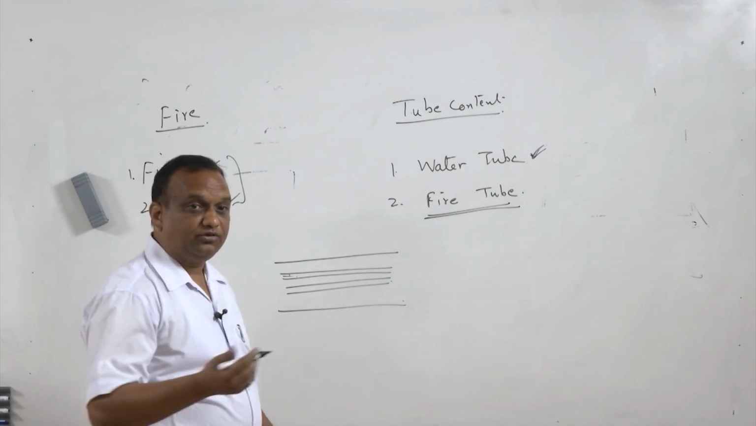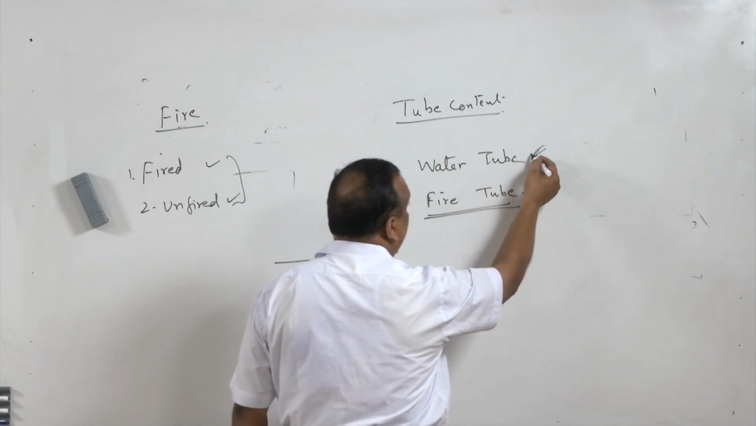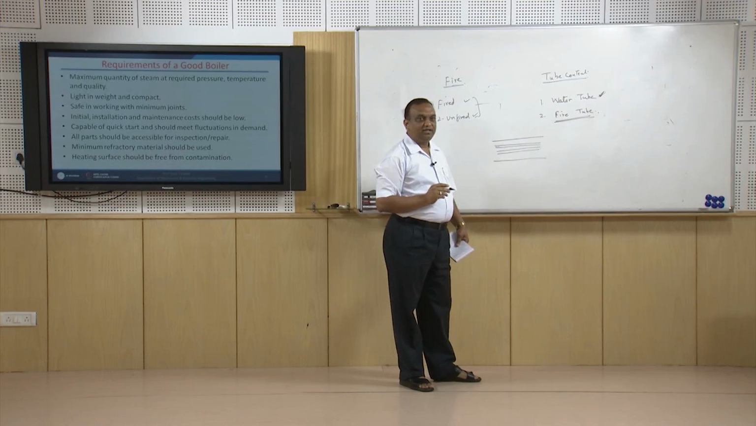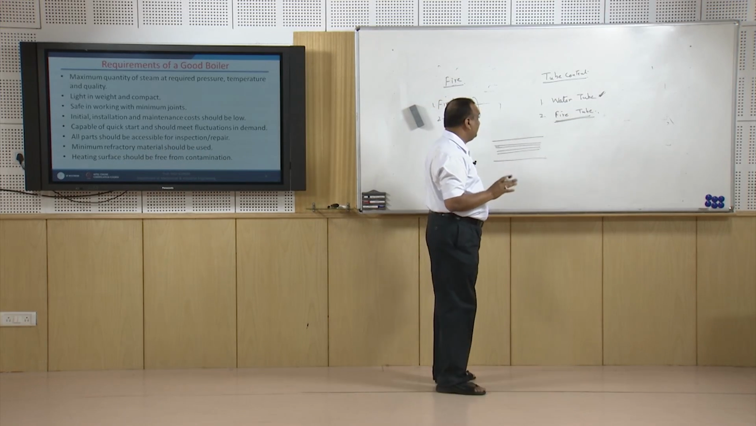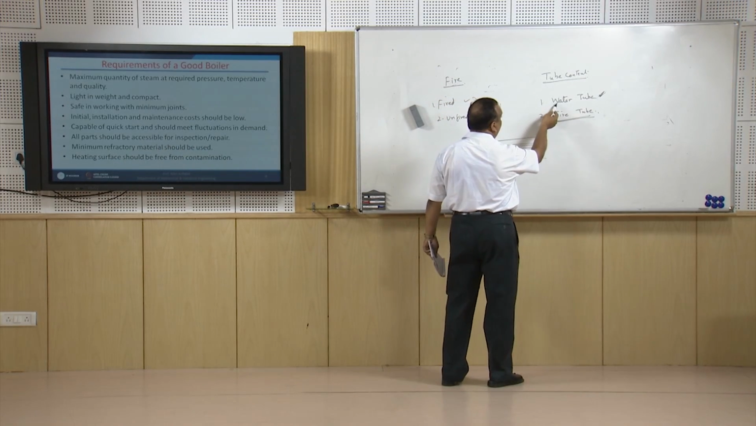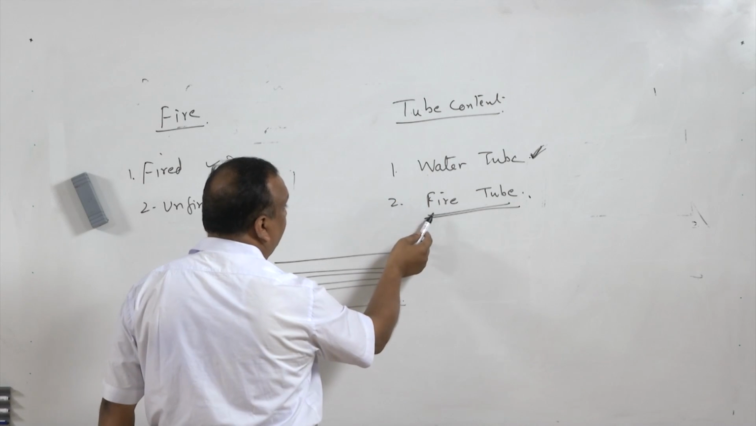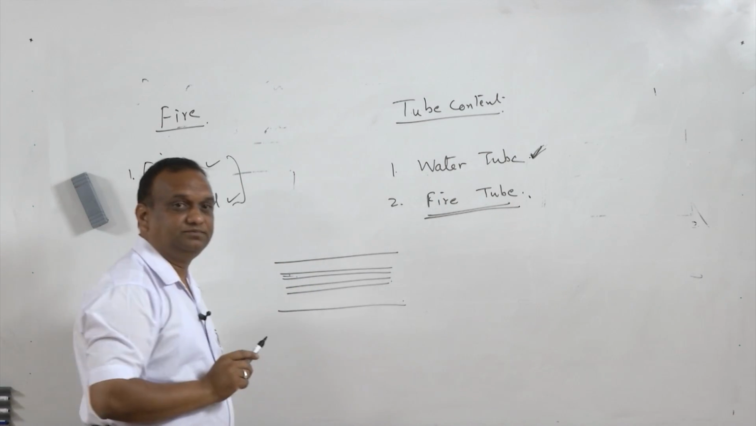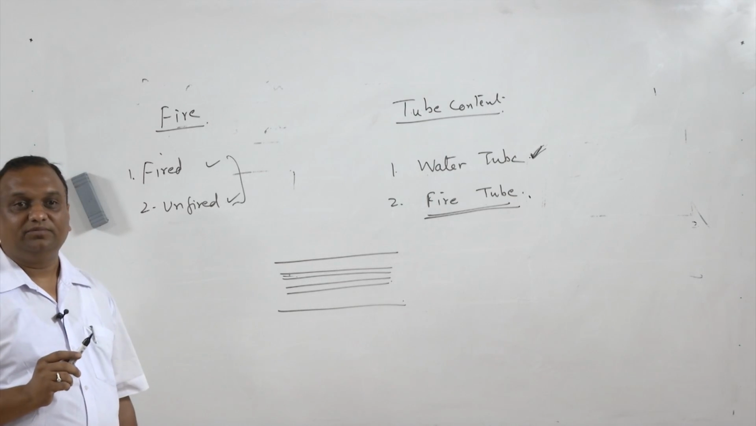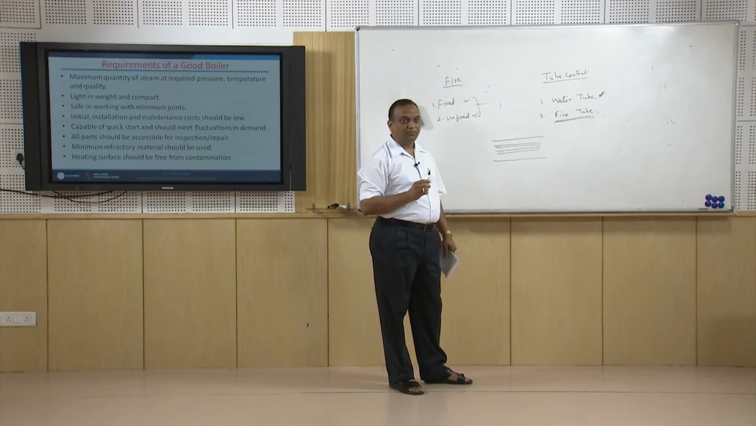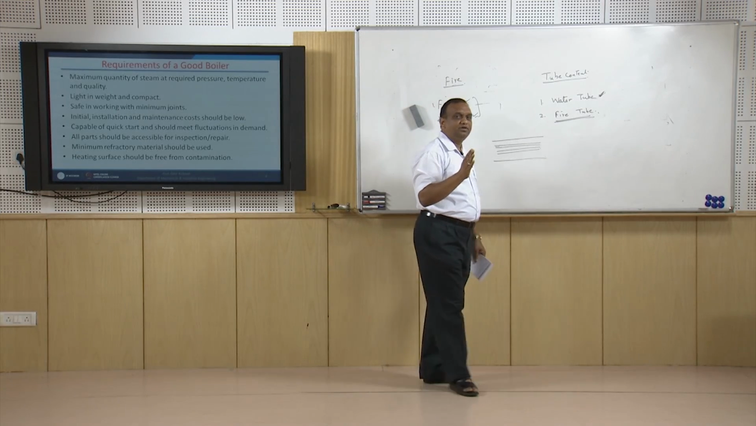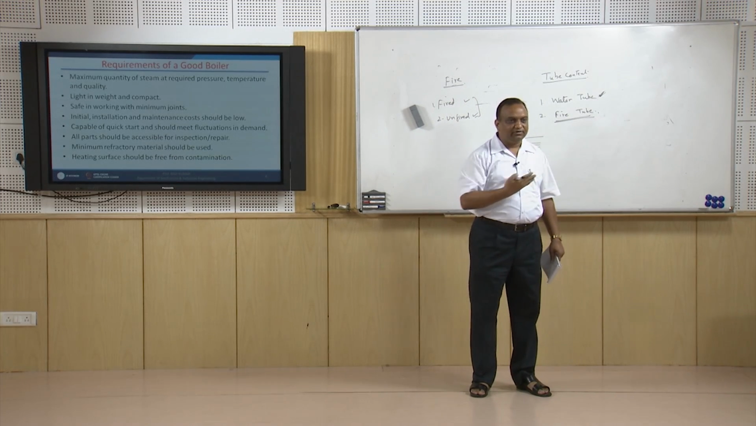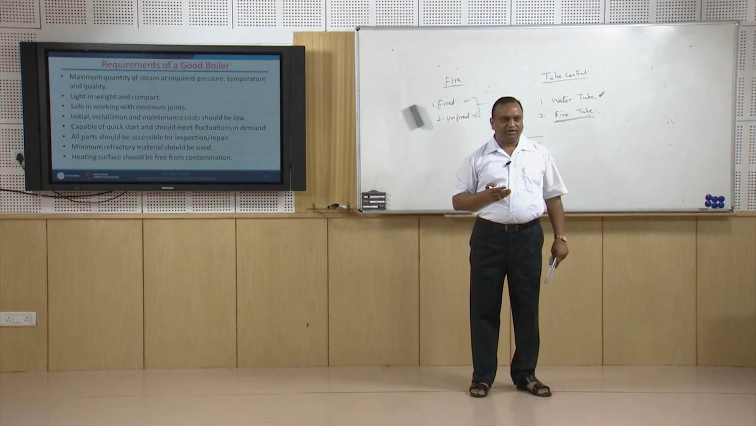Now, what are the advantages? Because there are two types of boilers, this may have certain advantages over that, and that may have certain advantages over this. Now, the advantage of fire tube boiler over water tube boiler, and the advantage of water tube boiler over fire tube boiler. The biggest advantage is the safety. Because the steam we take from the boiler is at high pressure. As you have seen in the previous lecture, the steam was supplied at 40 bar.